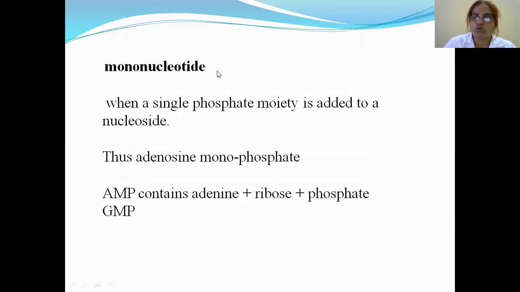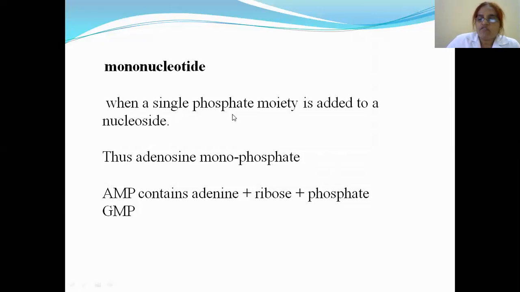What is a mononucleotide? The name itself indicates it: mono means single. Nucleotide, the tide part, means three molecules, each one single. What are they? Phosphate, sugar and base. These are single: one phosphate moiety, one sugar moiety, one base moiety.